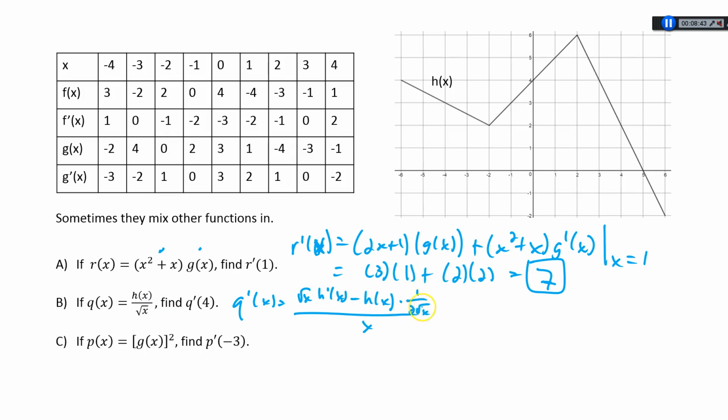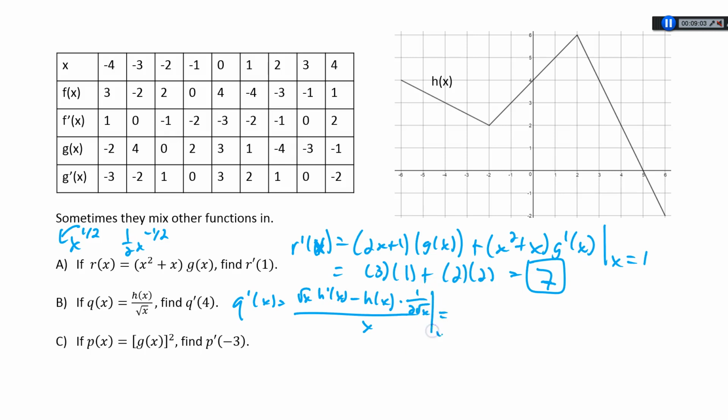So if you can't do that 1 over 2 root x that fast, it's okay. Just remember that root x is x to the 1/2. 1/2 comes to the front, so we have 1/2 x to the negative 1/2. Now remember, that's not negative, right? Because we have a positive in the front, and we have an x to the negative 1/2. That just puts it to the bottom of the root, bottom of the fraction.